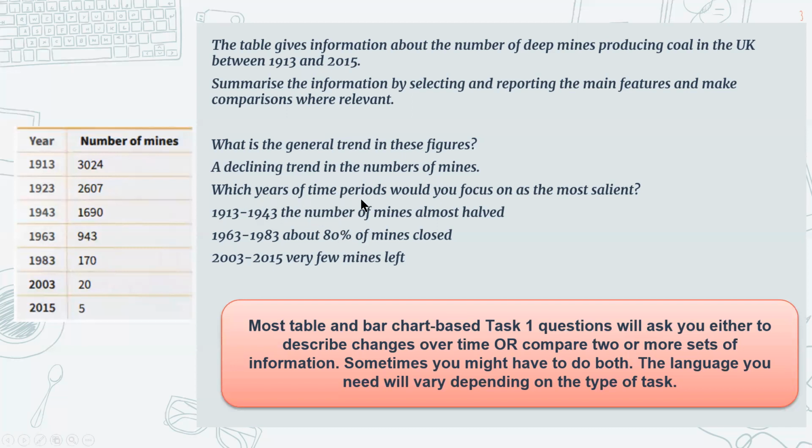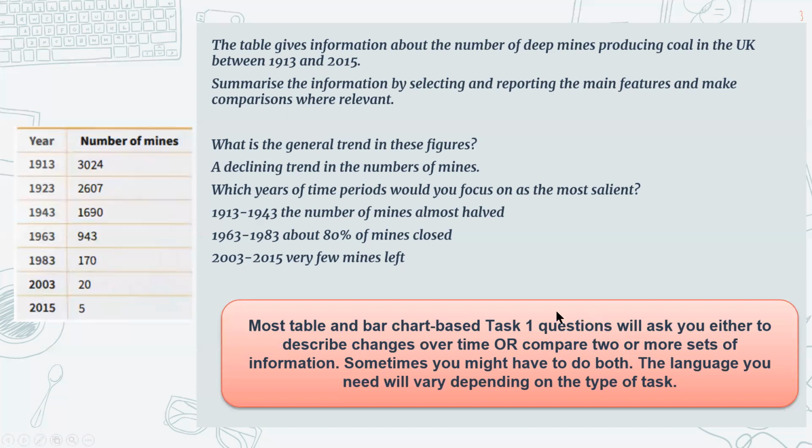So which years or time periods would you focus on as the most salient, the most noticeable? Okay, it's from 1913 to 1943. The numbers of mines almost halved. It was over 3,000. Now it's almost half. I mean, in the year 1943, not now, as in 2021. From 1963 to 1983, about 80% of mines closed. Okay, can you see the number declining? And it ends with very few mines left. So these are the key features that you want to report.